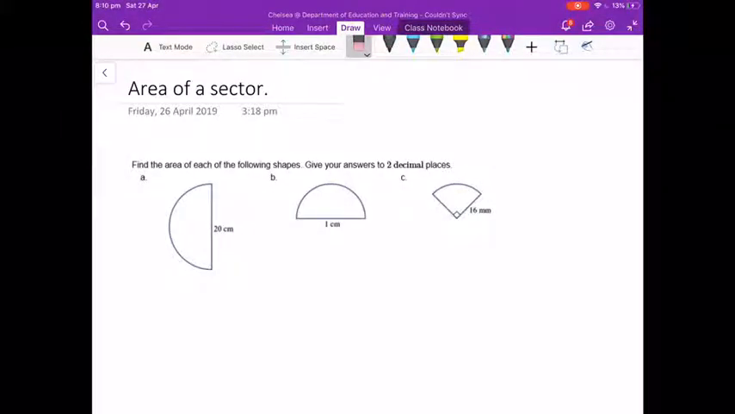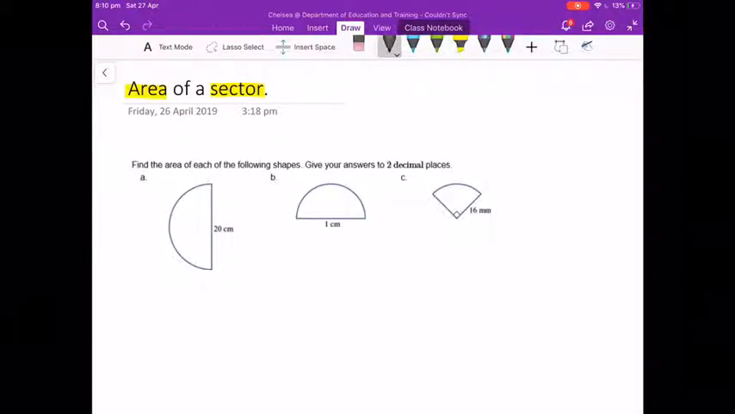Today we are focusing on the area of a sector. Now the area is the space on the inside of a shape and a sector is a part of a circle. So we're going to be using our prior knowledge of the area of a circle to this formula today.